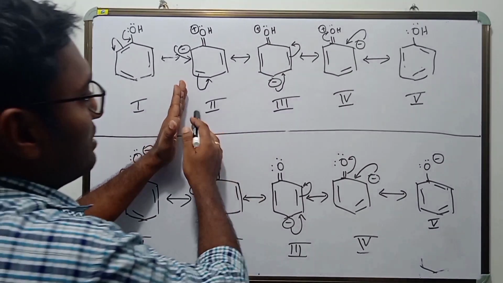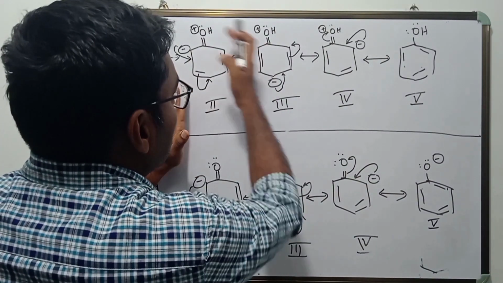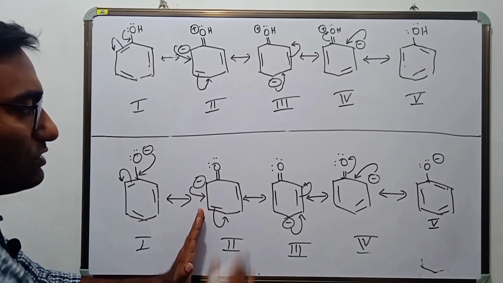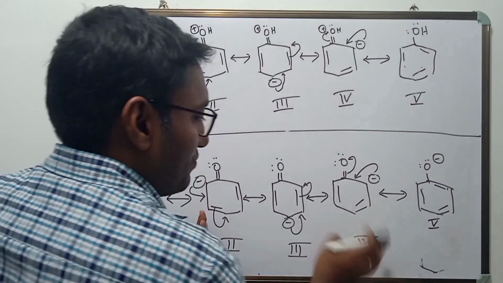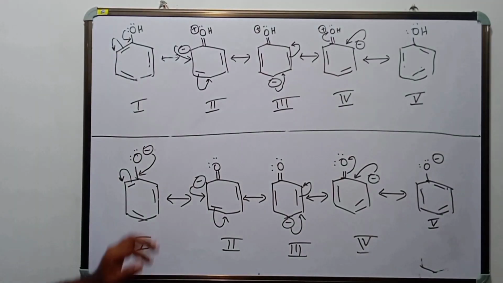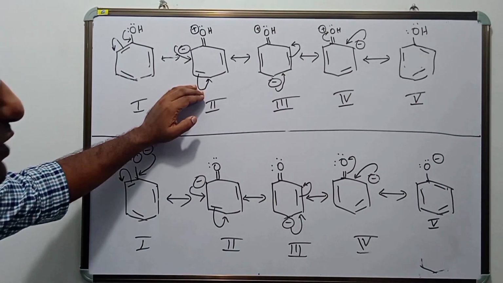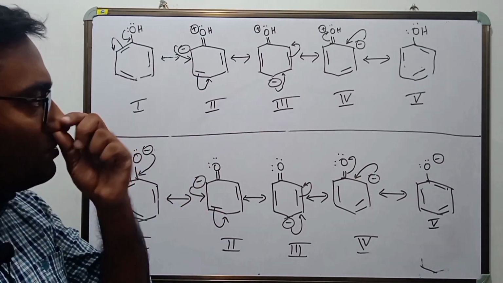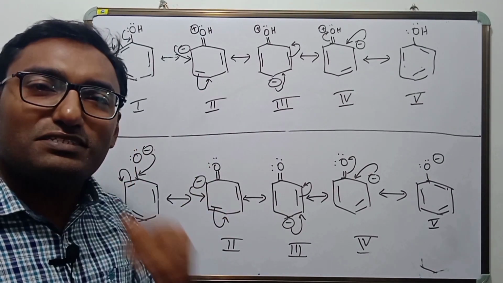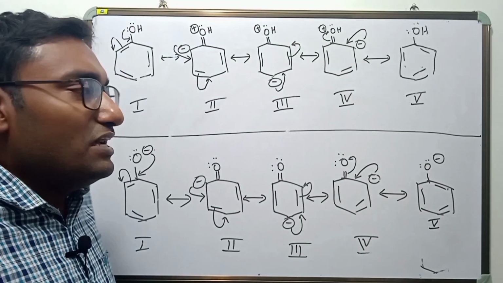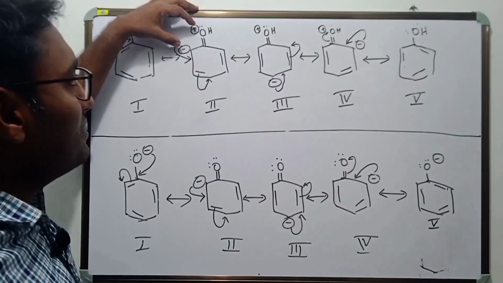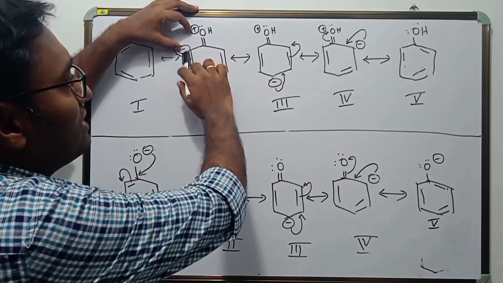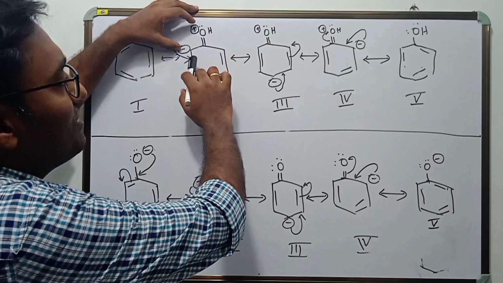The real resonating structures of the phenol ion are 2, 3 and 4. And the resonating structures of the phenoxide ion are 2, 3 and 4. Fine. Now what is the difference between 2, 3 and 4 of the phenol ion and 2, 3, 4 of the phenoxide ion? What difference do you see? Any guesses? Yes. In the 2, 3, 4 structures of the phenol ion, you can see two separate charges, positive and negative.